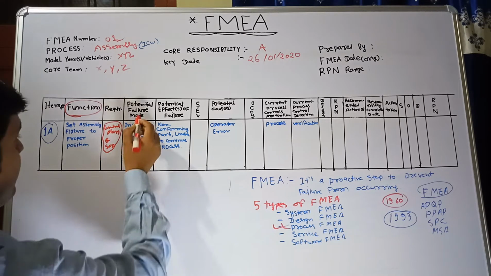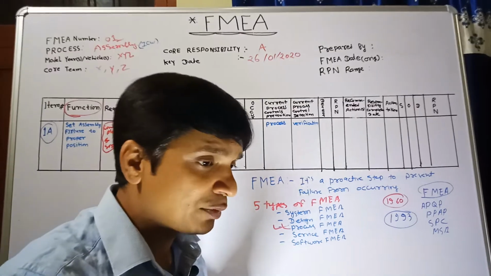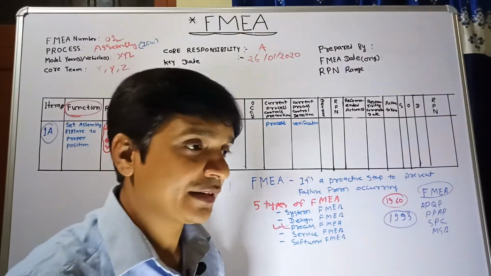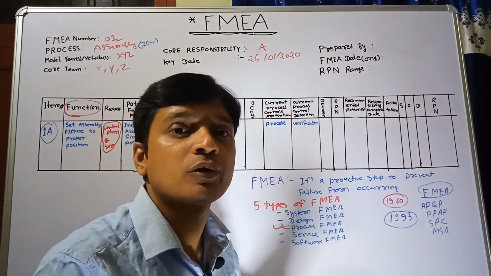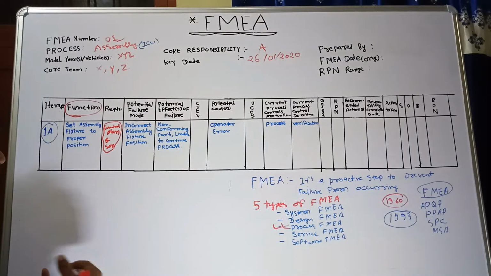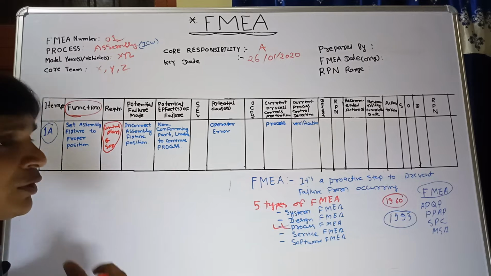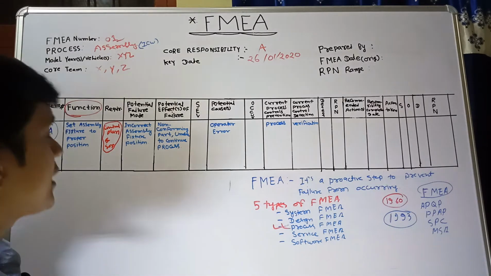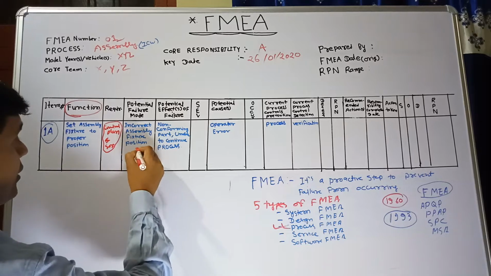Second is the potential failure mode. For fixture alignment, what will be the potential failure, what failure will happen in future? If there is an incorrect assembly fixture position, it may be the potential failure mode: the operator sets an incorrect assembly fixture position, which is very important.